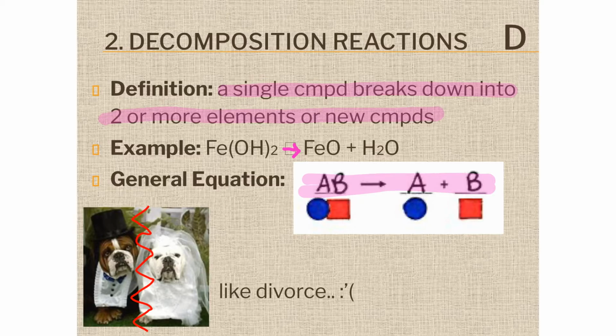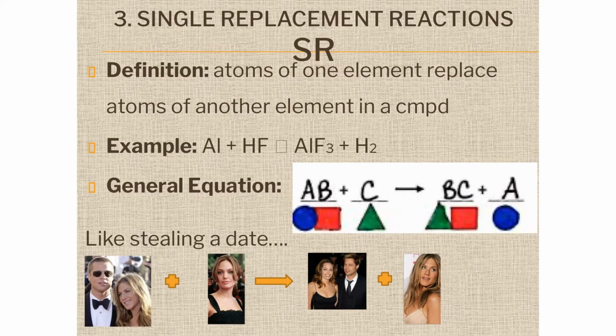A single replacement reaction, represented by SR, is when atoms of one element replace atoms of another element in a compound. For example, we have Al plus HF yields AlF3 plus H2. And its general equation is AB plus C yields BC plus A.